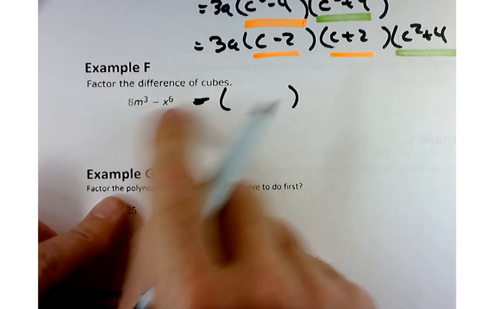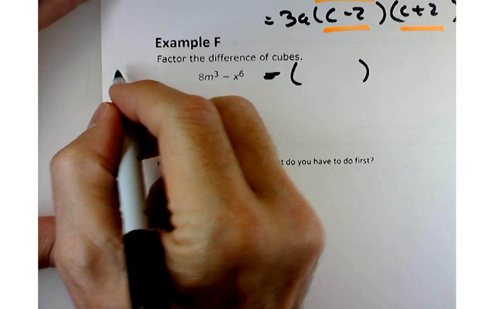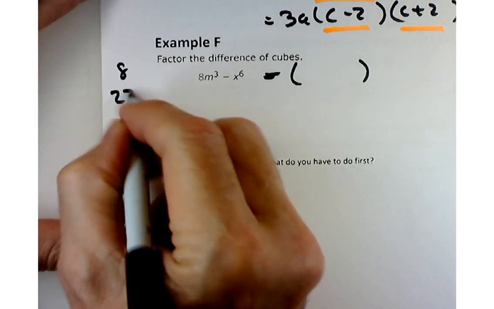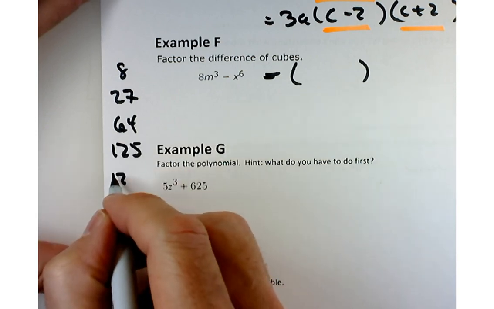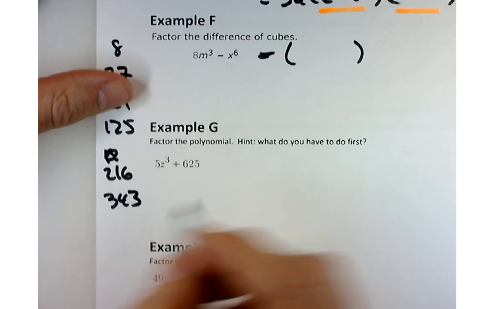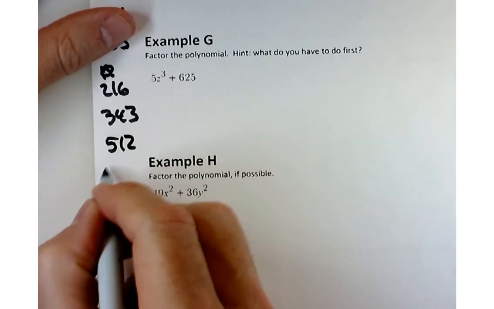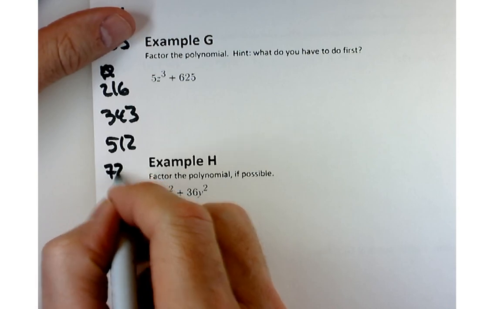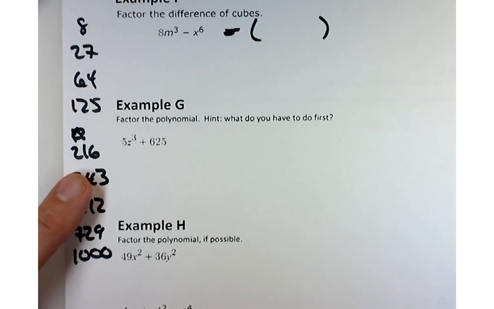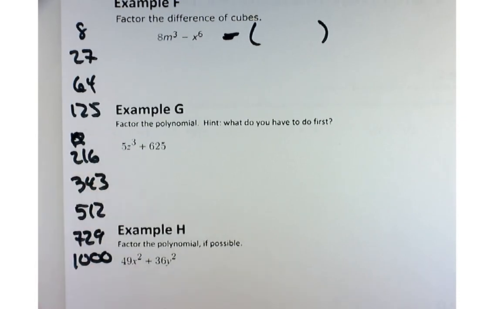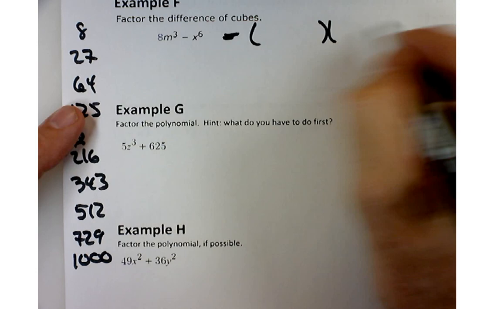This is the difference of cubes. You should get used to your list of perfect cubes. So things like 2 cubed is 8, 3 cubed is 27, 64, 125, 216, 343, 512, 729, and 1000. Anything on this list, those are your perfect cubes. And when you start seeing these numbers, you're like, oh, okay, that's maybe the difference of cubes or the sum of cubes.